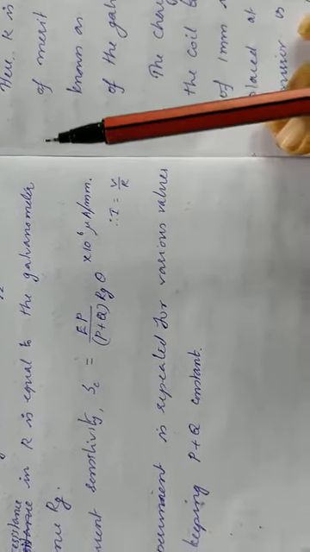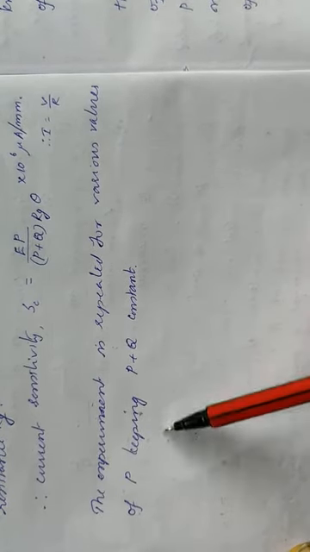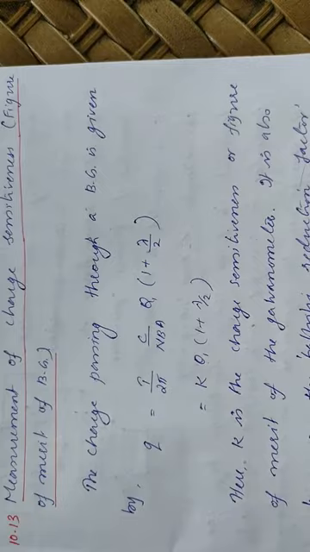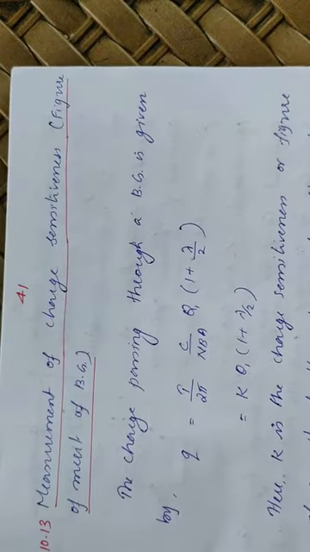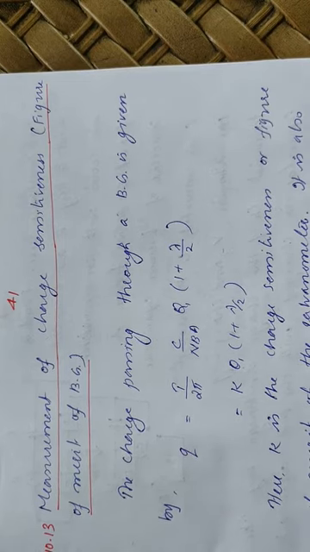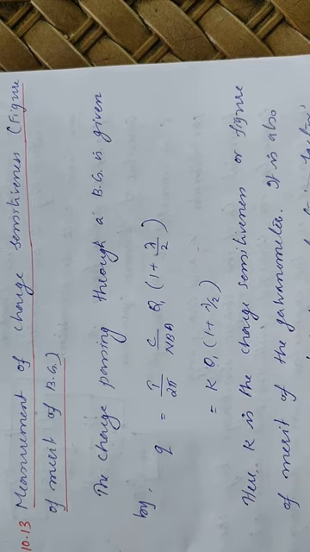So this is the expression for measuring the current sensitivity of the BG. The experiment can be repeated for various values of P and Q, keeping P plus Q a constant value. So this is the experimental setup and how we measure the current and voltage sensitivity of a BG. Okay, now we will discuss the measurement of charge sensitiveness, also known as the figure of merit of BG.